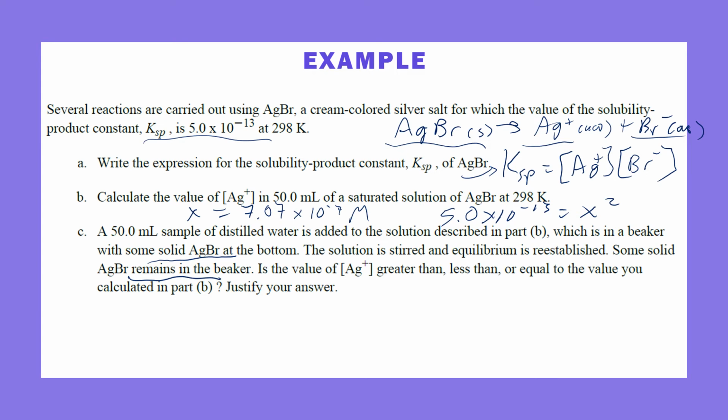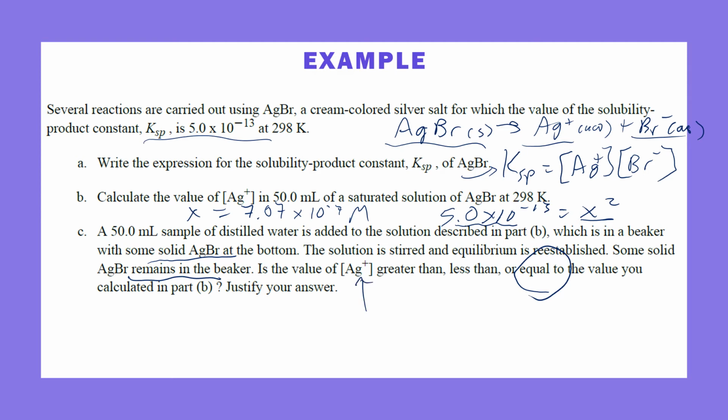Is the value of the silver ion concentration greater than, less than, or equal to the value calculated in part B, and justify your answer. It's the same. It's the same temperature, so our KSP is the same. So when we solve for x, we get the same value.